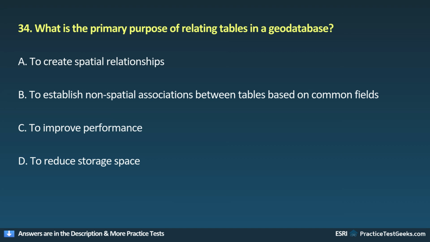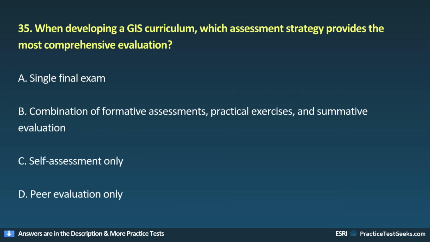34. What is the primary purpose of relating tables in a geodatabase? A. To create spatial relationships. B. To establish non-spatial associations between tables based on common fields. C. To improve performance. D. To reduce storage space.